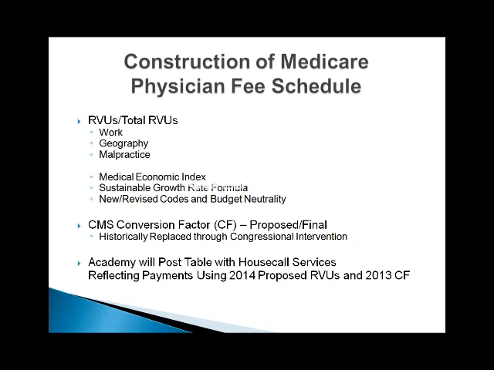As we know, the conversion factor, there's usually been a proposed one and then a final one, and in recent years the proposed one has been historically replaced through congressional intervention. We will post a table with house call services reflecting the payments using the 2014 proposed RVUs, but reflecting this year's conversion factor as if Congress would again intervene at the end of this year to avoid the drastic 25 to 30% payment reductions that would occur absent congressional intervention and fixing of the sustainable growth rate.